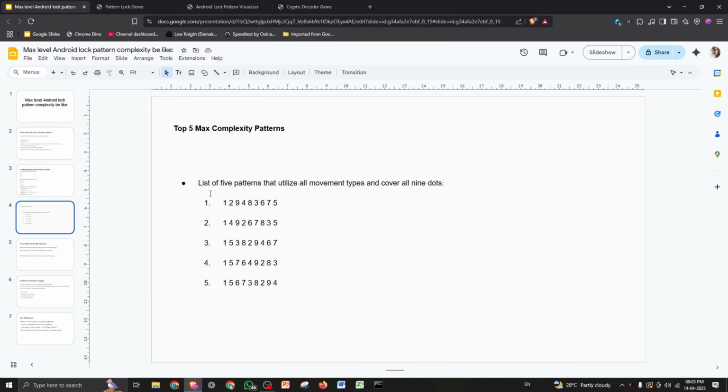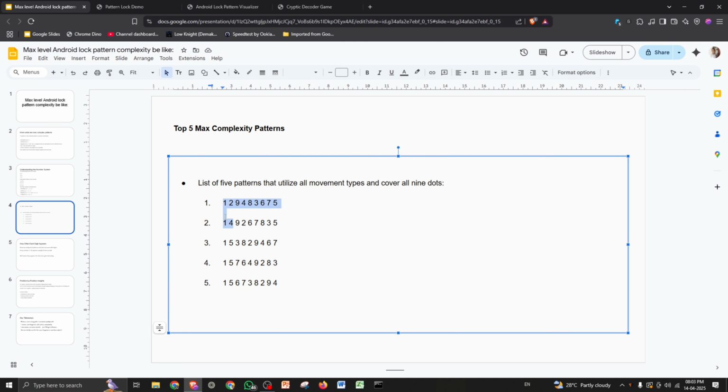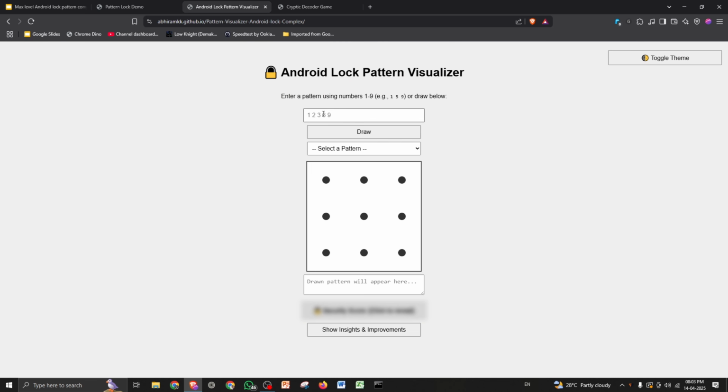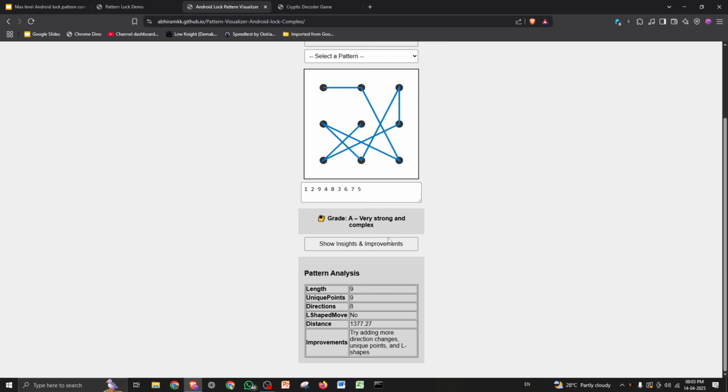So these are the top 5 max complexity patterns. I mean, there are 296, but I just chose a random 9. So let's go to the first one. It's 1294. Okay, I'm not going to do that, but instead I will copy this and go to my own website. And this is the first pattern. Also, there is a security check. See, it's 8 grade, aka 8 tier.